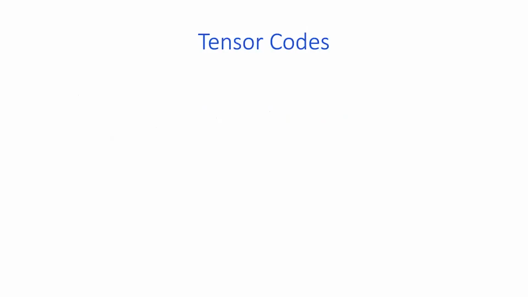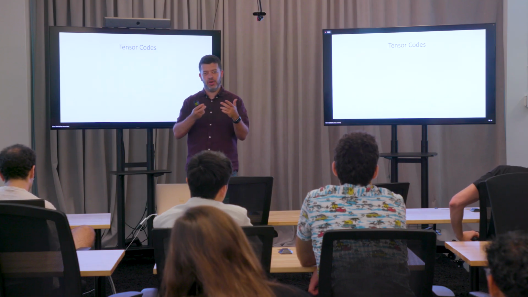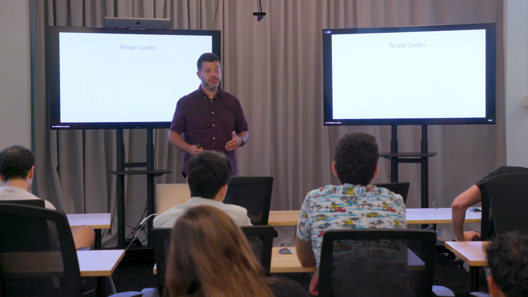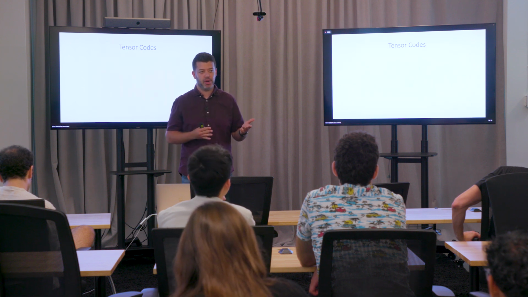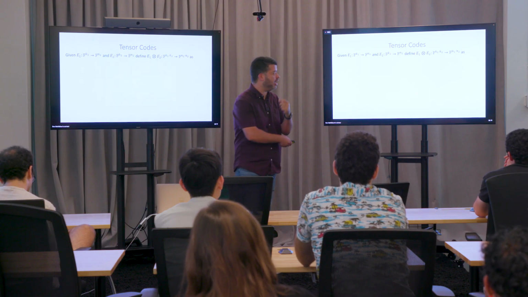The last family of codes that I want to introduce are called tensor codes, which is really a way of taking a code and producing from it a new code, with some really amazing properties along the way. The way I describe it here is a tensor of two different codes. I have a code E1 mapping vectors of length K1 to length N1, and code E2 mapping vectors of length K2 to N2. This tensor operation is going to produce a new code which maps vectors of length K1 times K2 into vectors of length N1 times N2. Okay? How does this operation work?